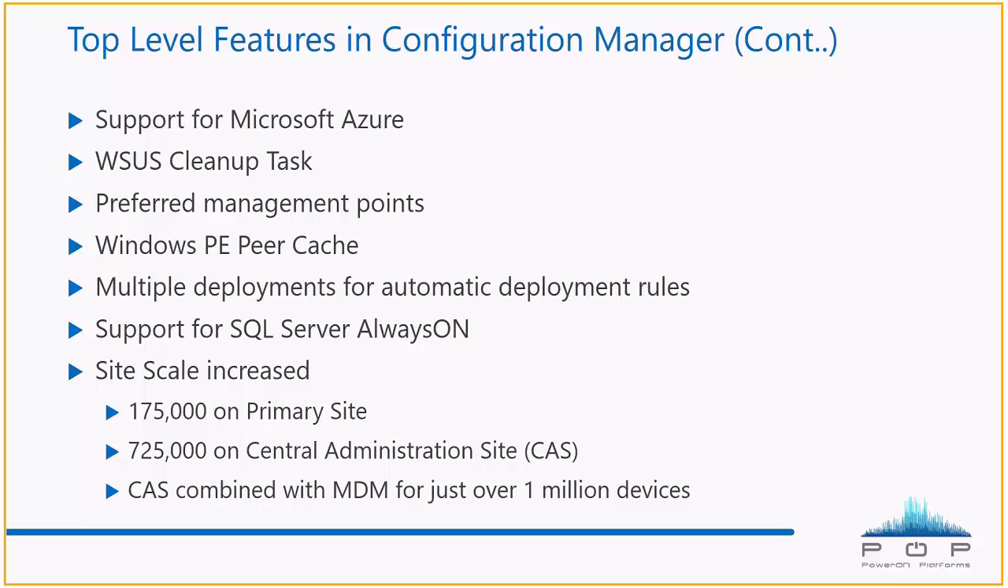We also get some stuff around support for things like SQL Always On now, so this gives us a lot more high availability options rather than just relying on clustering, as well as the site scale being dramatically increased. So we can now handle a lot more clients per primary site, as well as overall within a hierarchy that is on a central administration site, or CAS, based, right up to the scale where if we have a big infrastructure, we can get just over 1 million devices.